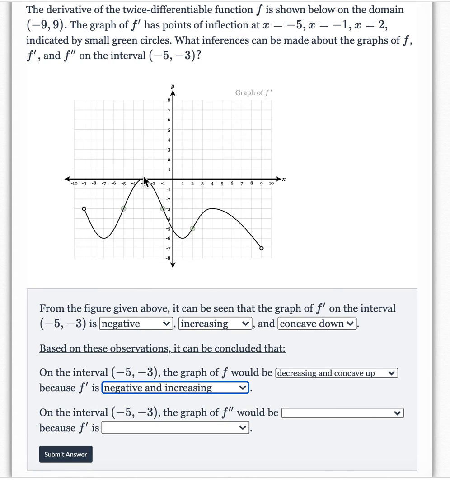So notice here, we said that this slope is negative and it's increasing, which means if we go back to the graph of f, negative slope means that the graph itself is decreasing, and it would be concave up because the graph is increasing in its slope.